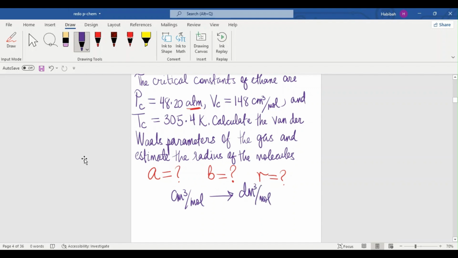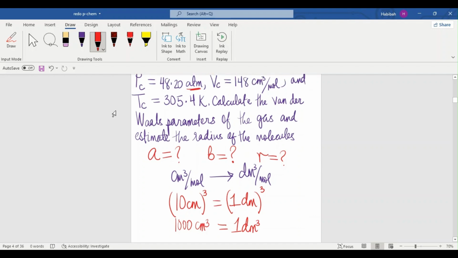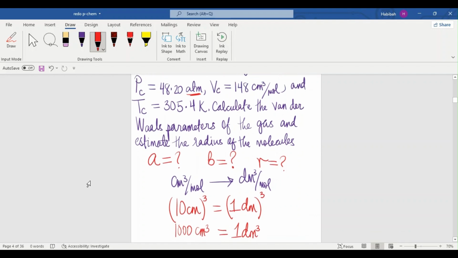To convert, we have to remember that 10 centimeter is going to give you 1 decimeter. So when you cube it, since we're dealing with volume and not length, it's 10 times 10 times 10. So that's 1000 centimeter times centimeter times centimeter, that's centimeter cube. And then 1 times 1 times 1, 1 decimeter times decimeter times decimeter, so that'll be 1 decimeter cube. So now we have the standard conversion formula.